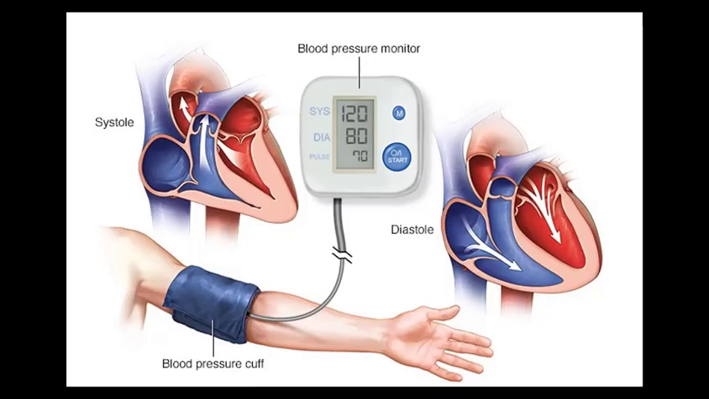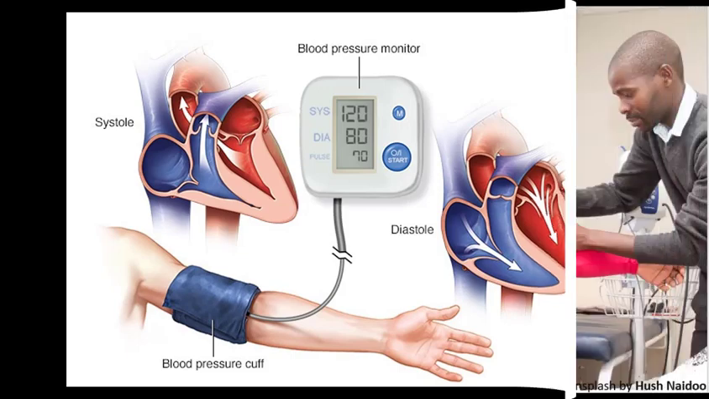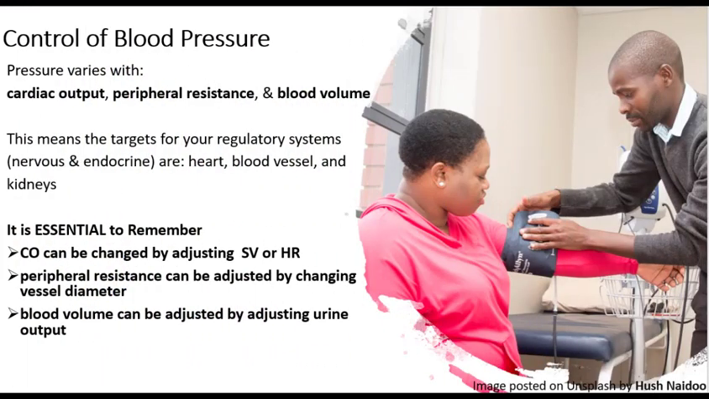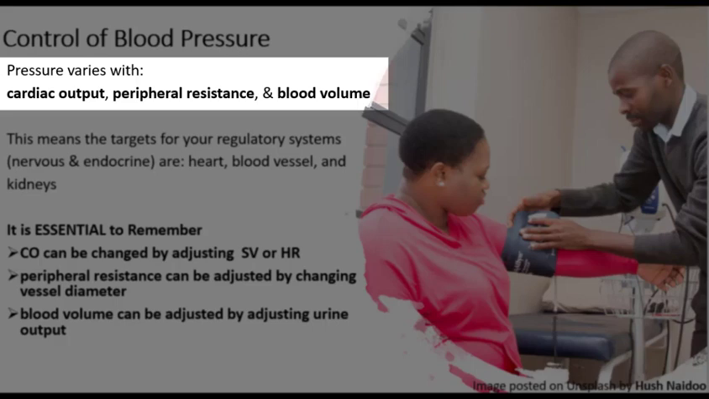Blood pressure is continually monitored by the body, and adjustments are made frequently. For example, when you stand up or lay down, when you're stressed or depressed or angry, or when you're exercising or you're ill, when you're smoking or drinking. The list goes on. The body can change blood pressure by changing cardiac output, peripheral resistance, or blood volume.